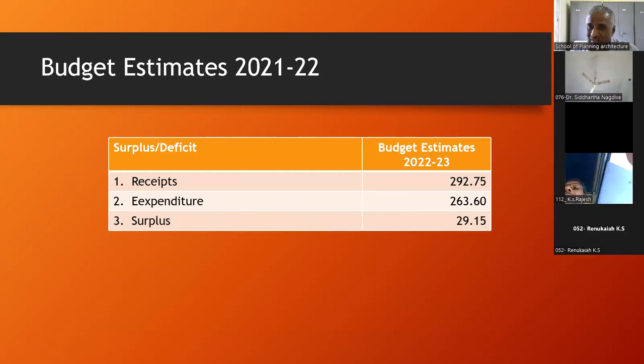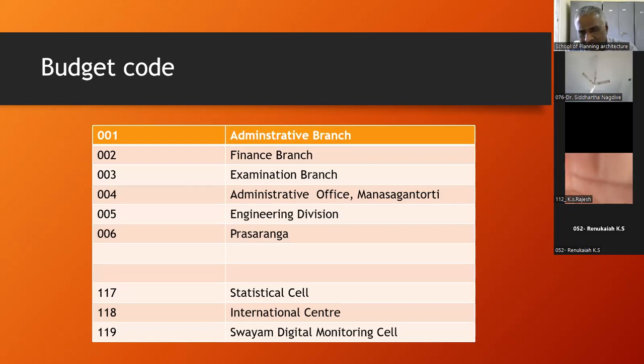When you see the actual figures, you don't get this actual amount because receipts may be less or expenditure may be more. So in the budget document, you get this figure. When preparing the budget, suppose in a college you want to prepare a budget, first what we have to do, you have to give a code number for receipts and expenditure.